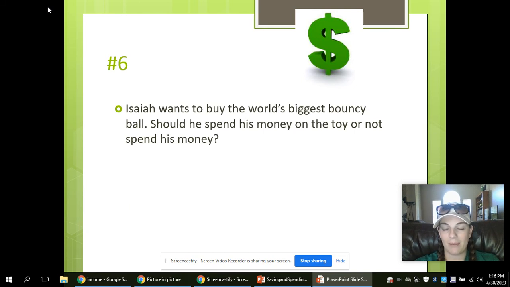Isaiah wants to buy the world's biggest bouncy ball. Should he spend his money on the toy or not spend his money on the toy? Not spend.